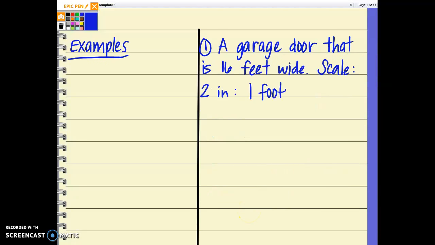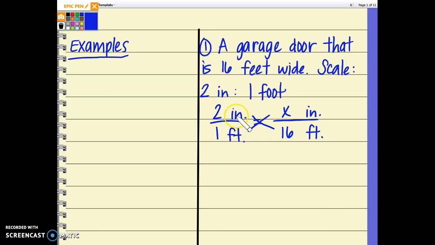Alright, let's try this example here. We have a garage door that's 16 feet wide, and we have a scale that's 2 inches to 1 foot. So we'll start by writing the scale: 2 inches, 1 foot. Because I have inches on the top here, I'll put inches on top. On this side of the equal sign, feet will go here. The actual would be 16 feet, so we're solving for inches.